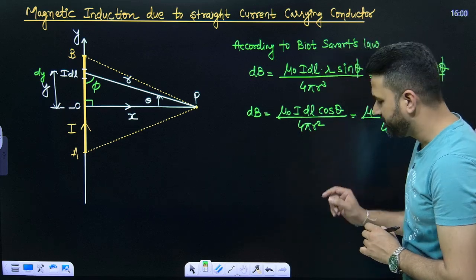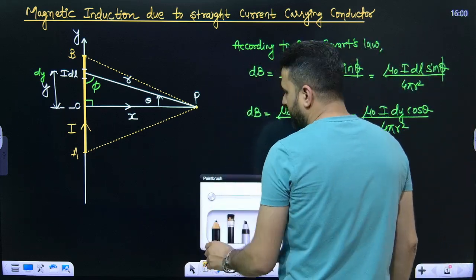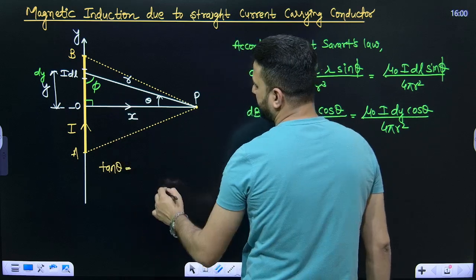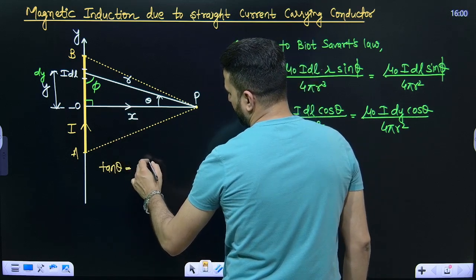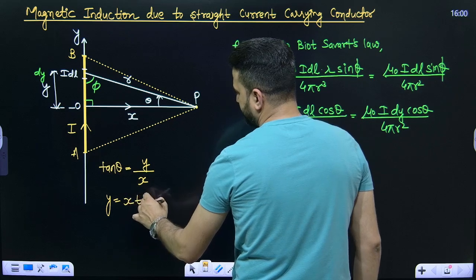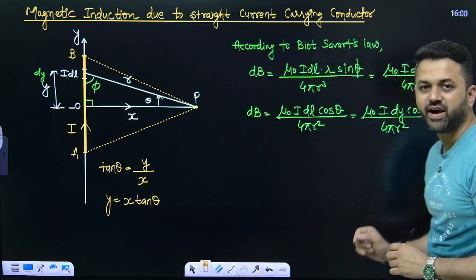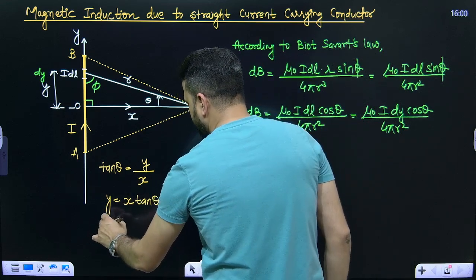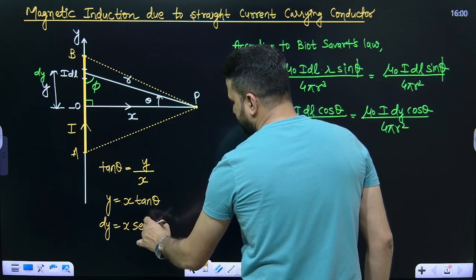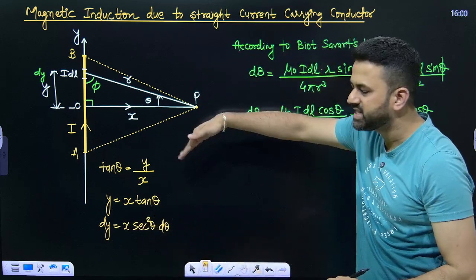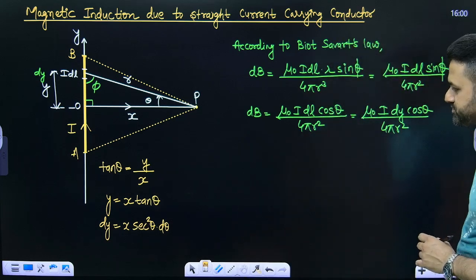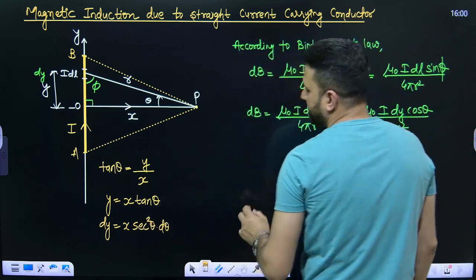Now if you write from the diagram, tan theta is equal to y by x. So we get y is equal to x tan theta. We want to replace this dy, so if I differentiate, we will get dy on this side and sec square theta d theta on the other side, because theta is the variable term. Okay, now another thing, that is r.